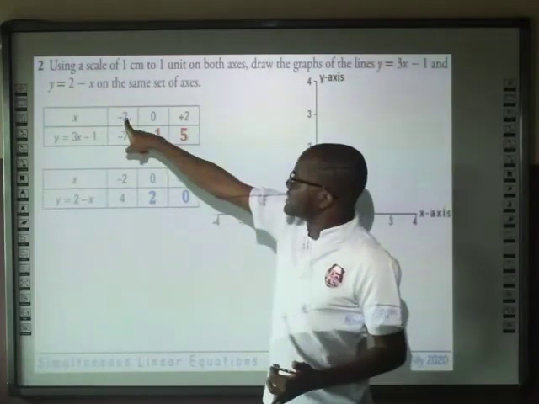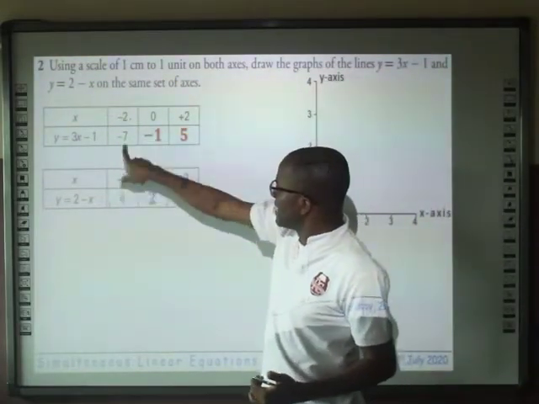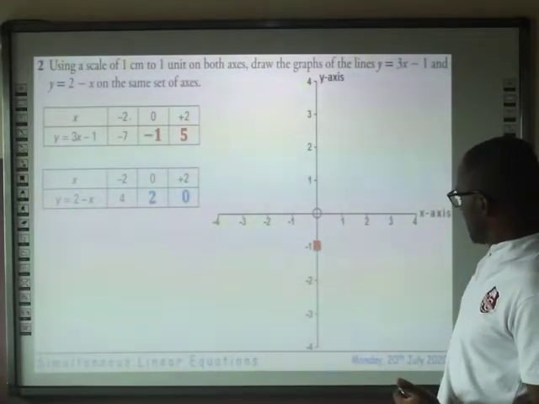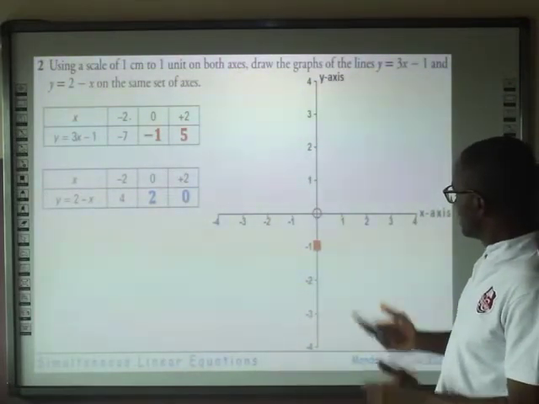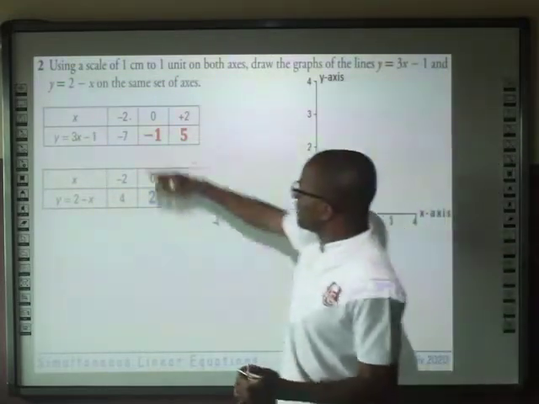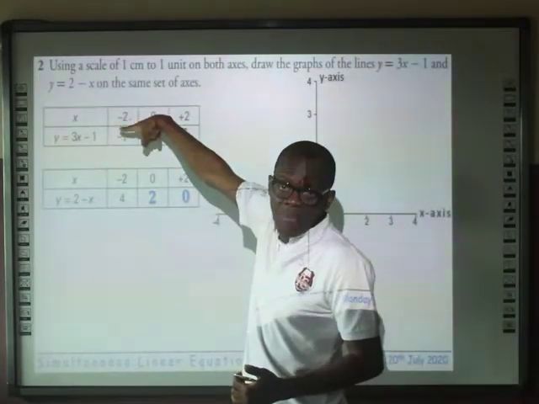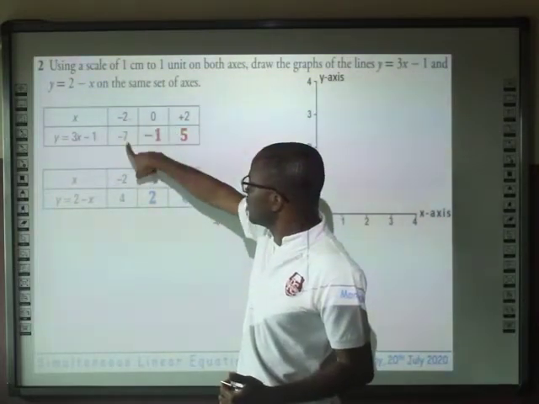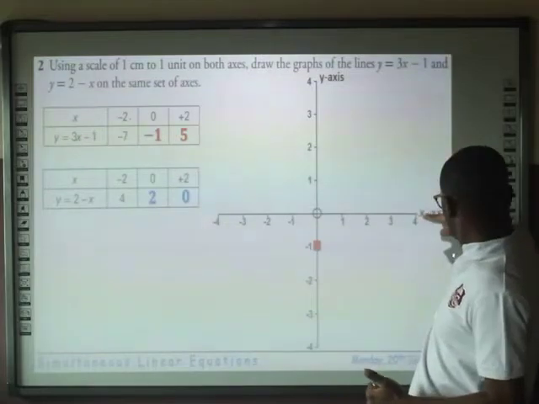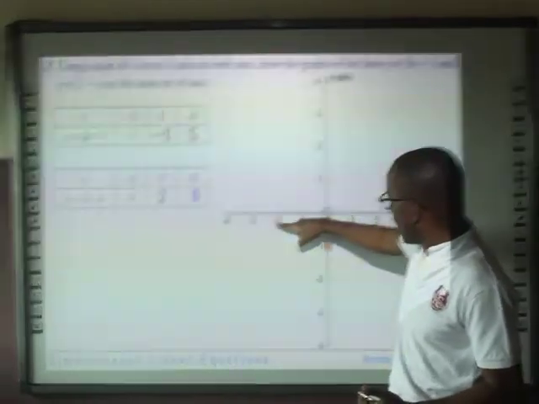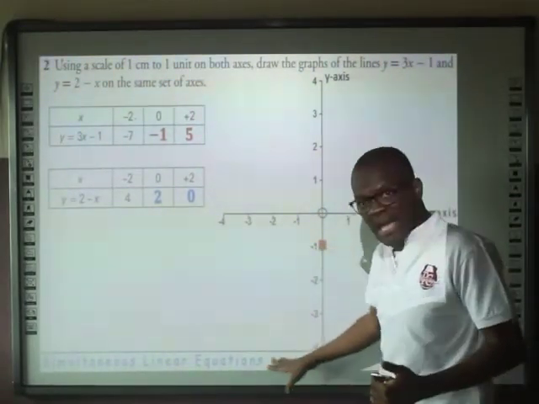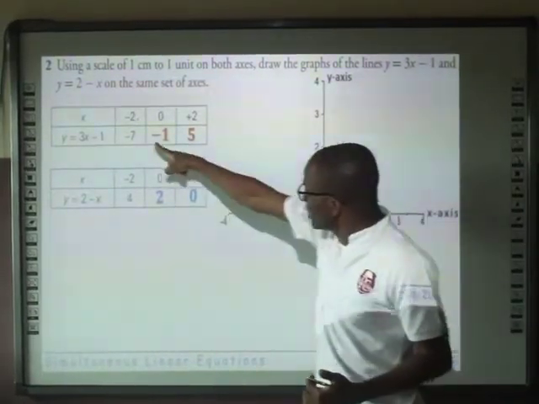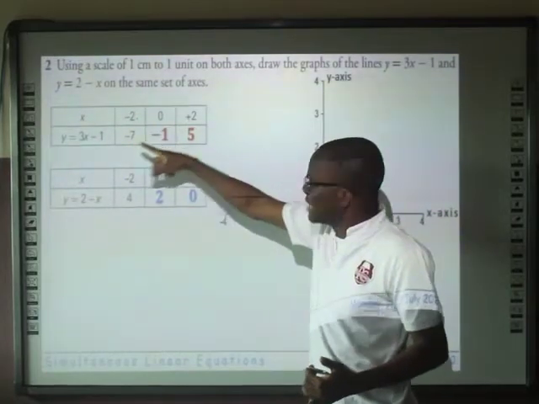Now, when x is minus 2, y is minus 7. Of course, this we cannot mark on the graph. Can anyone see the reason why? That is way beyond the scope of this graph. So we may not be able to mark that point, but don't worry. Let's go to the next point.